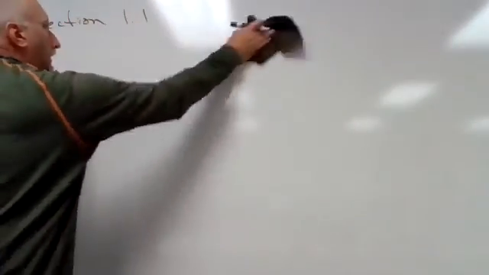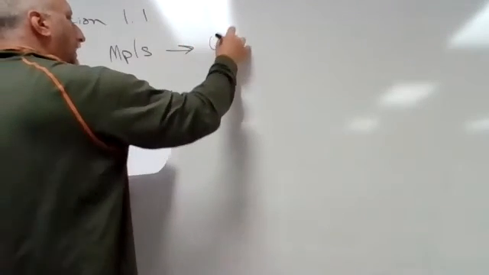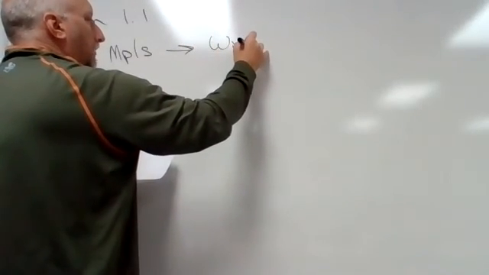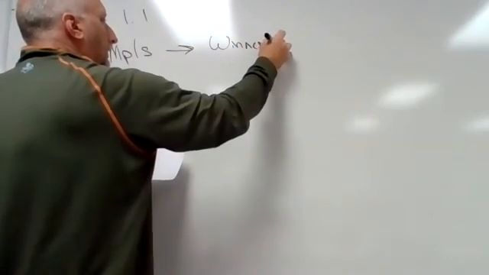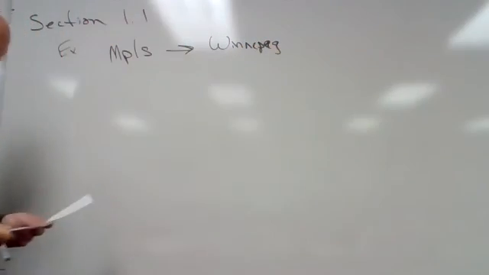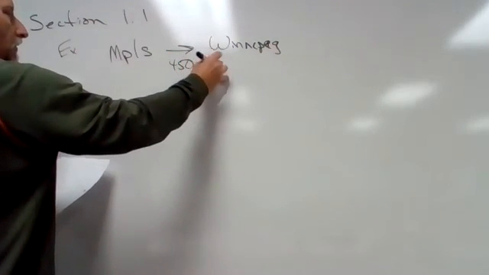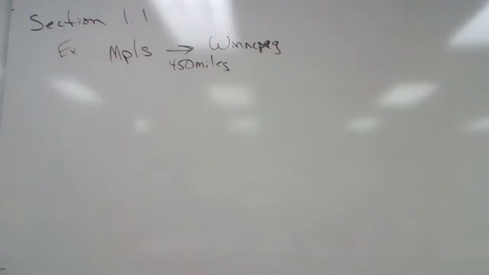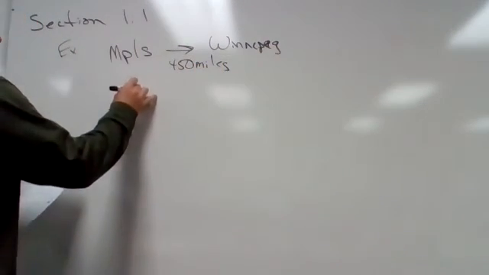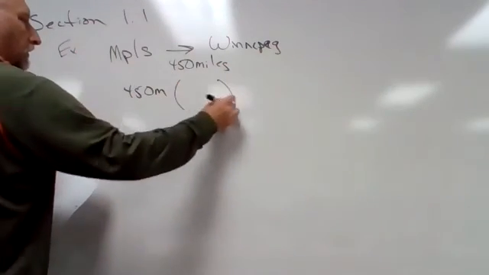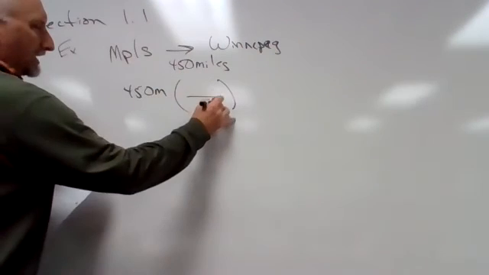Real quick, and then I'll be done here with section 1. Suppose I'm in Minneapolis, another example here, and I'm going to Winnipeg, Canada. Bad spelling, Winnipeg. And suppose that's 450 miles. What if I wanted to convert that to kilometers? I would take my 450 miles, miles on top, miles on the bottom.